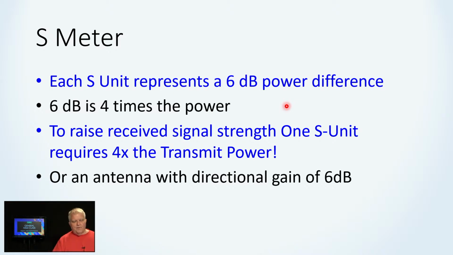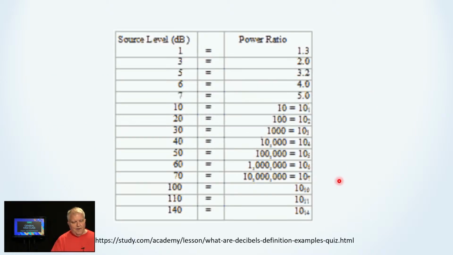So think about this. If I'm transmitting with a 100 watt transmitter, and my buddy is receiving me at an S5, and I want him to be able to receive me as an S6, I actually have to transmit 400 watts in order to get that signal up to S6. One S unit represents 6 dB. Now, if I have an antenna that can give me directional gain of 6 dB, well, that can do the same thing. So that can raise my effective radiated power in that particular direction. And if you haven't looked at the dB and how it relates to power ratios, here's a table that you can take a look at.